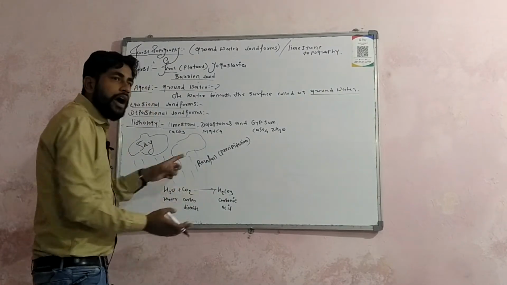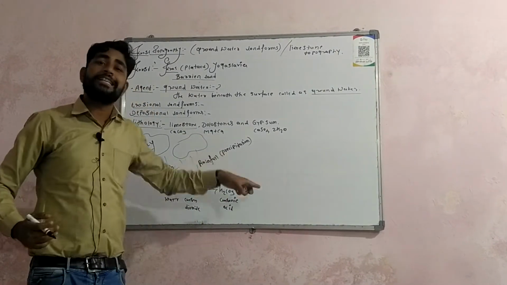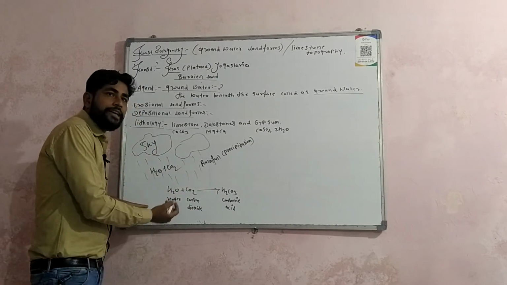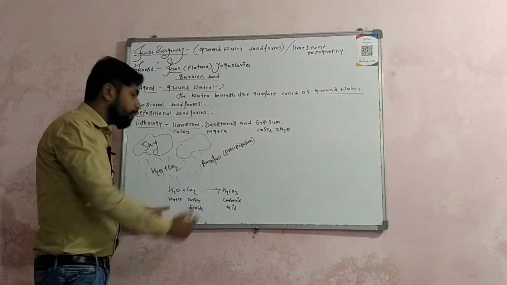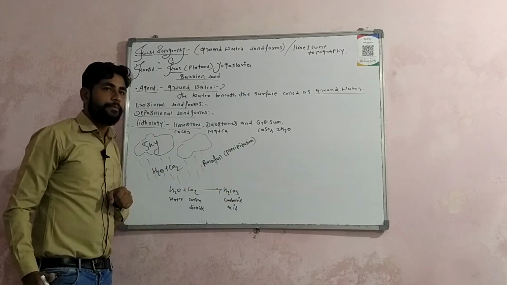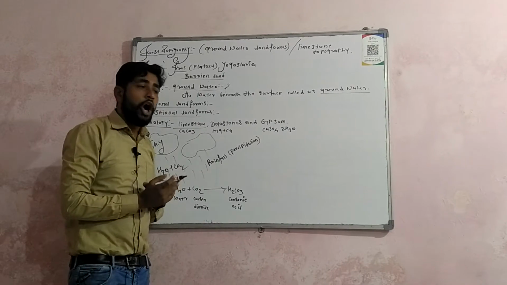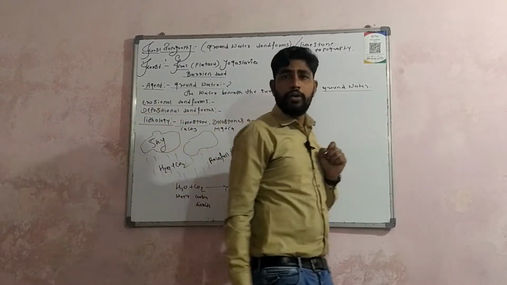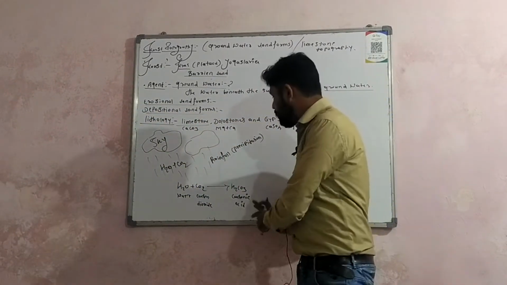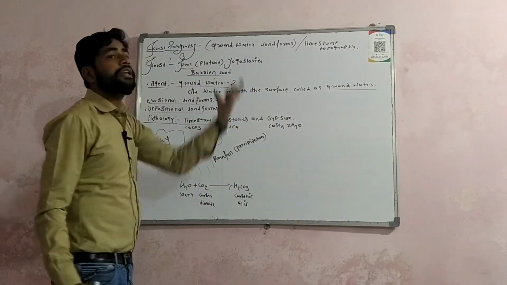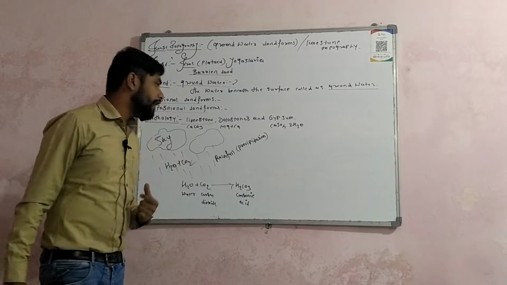Now, in case of karst topography, carbonic acid is applicable, formed by reactants like H2O plus CO2, which means there is a formation of H2CO3. So what is the role of H2CO3 in karst topography? Obviously, there is a big role of H2CO3, carbonic acid, in the formation of karst landforms or groundwater landforms.